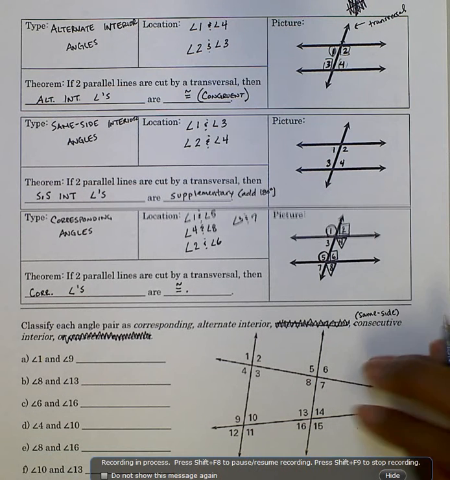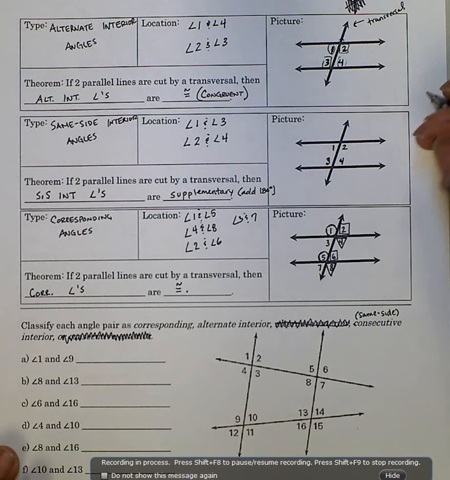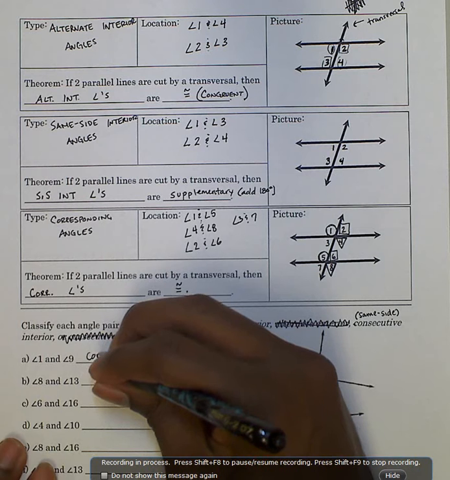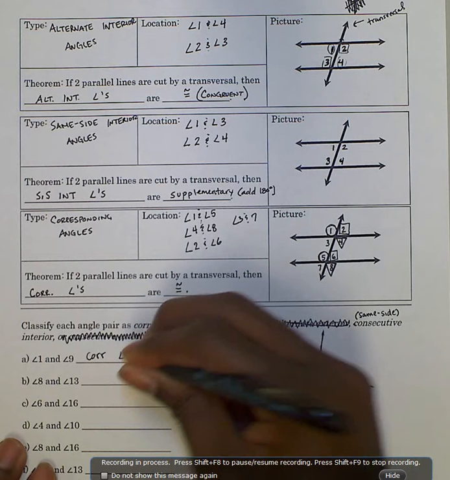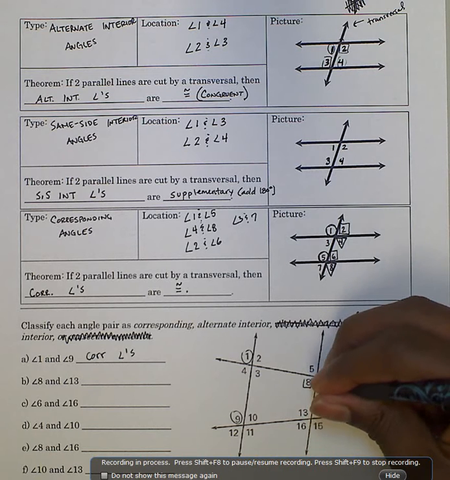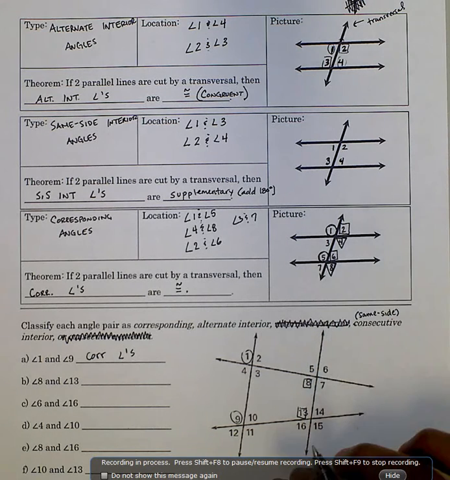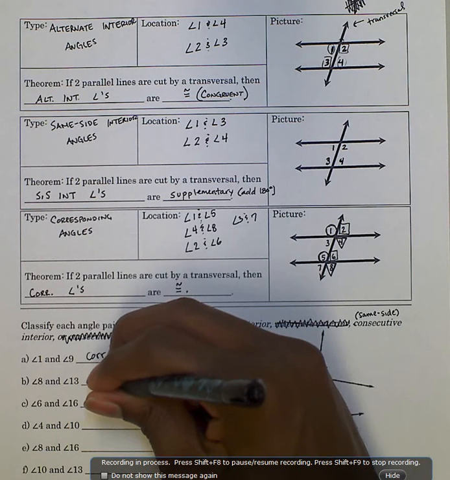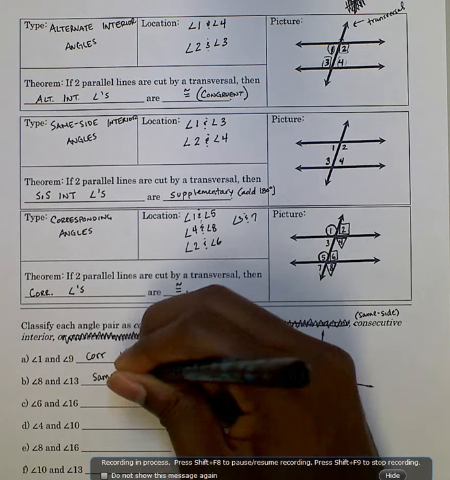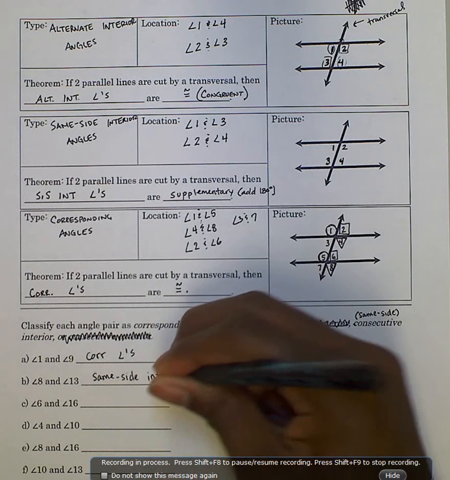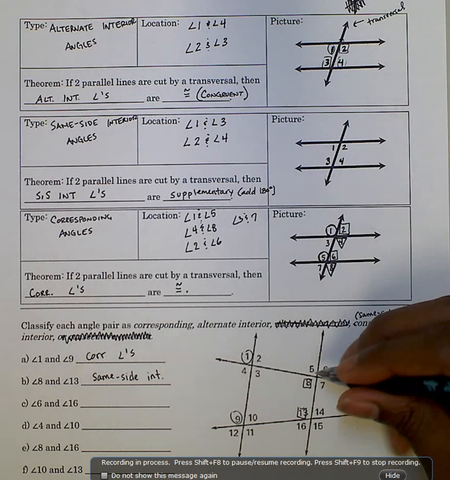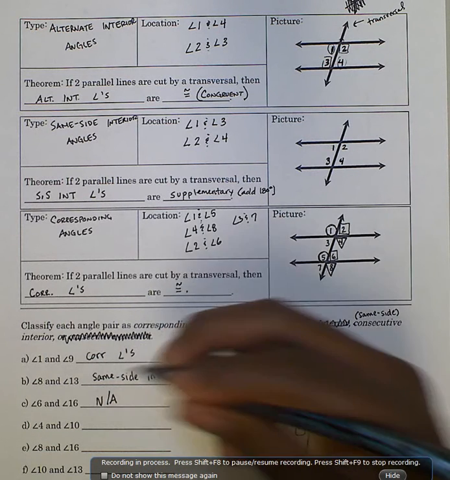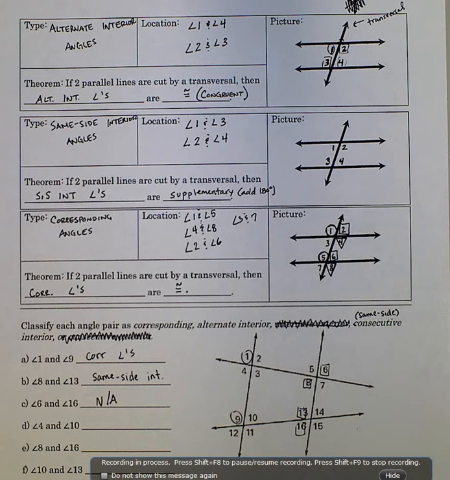Okay. So, angle 1, angle 9, looking at that should be corresponding angles. Angle 8 and 13. If you see this as the transversal, these are the two lines that it intersects. 8 and 13 are same side interior. Okay. Angle 6 and angle 16. That's nothing. Okay, it has no relationship to us. It's not alternate interior. It's not same side interior. It's not corresponding.